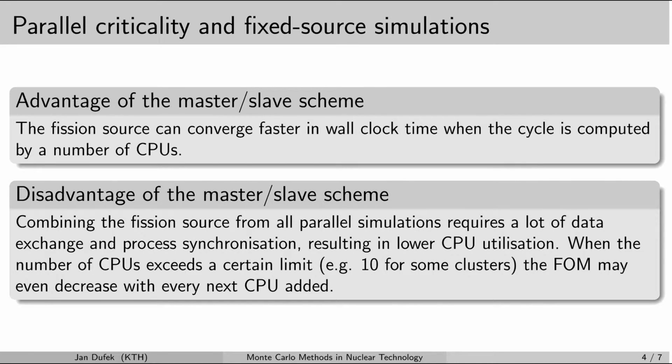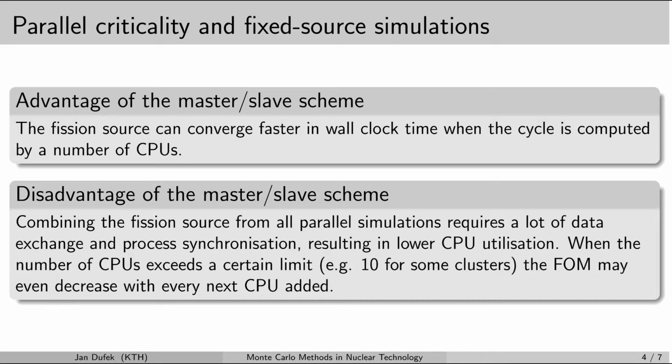So let's compare the advantages and the disadvantages of these two approaches. So let's have a look at the master-slave scheme first. The advantage of the master-slave scheme is that the wall clock time needed for converging of the fission source may be considerably reduced. This is simply because each of the inactive cycles is computed by all the available processors. So the actual wall clock time needed for simulation of a single inactive cycle is reduced because of this.